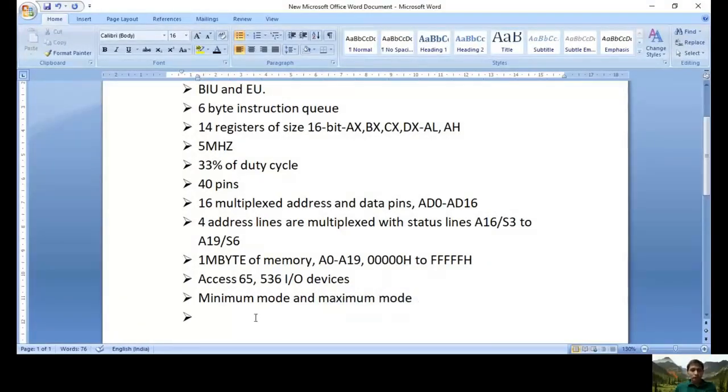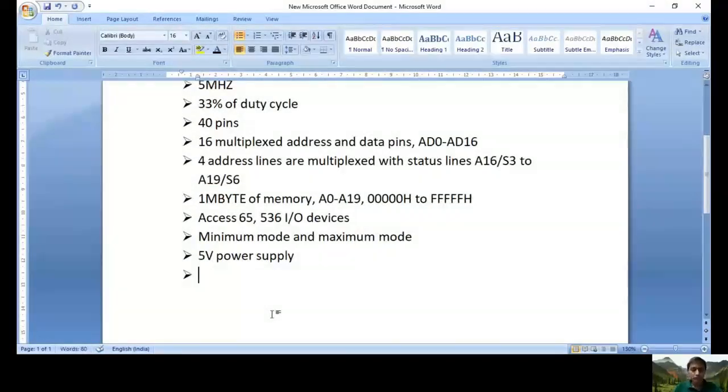Here the 8086 requires a 5 volts power supply. And one important feature of the 8086 is that it supports the pipelining mechanism. Let us see what the pipelining mechanism is.